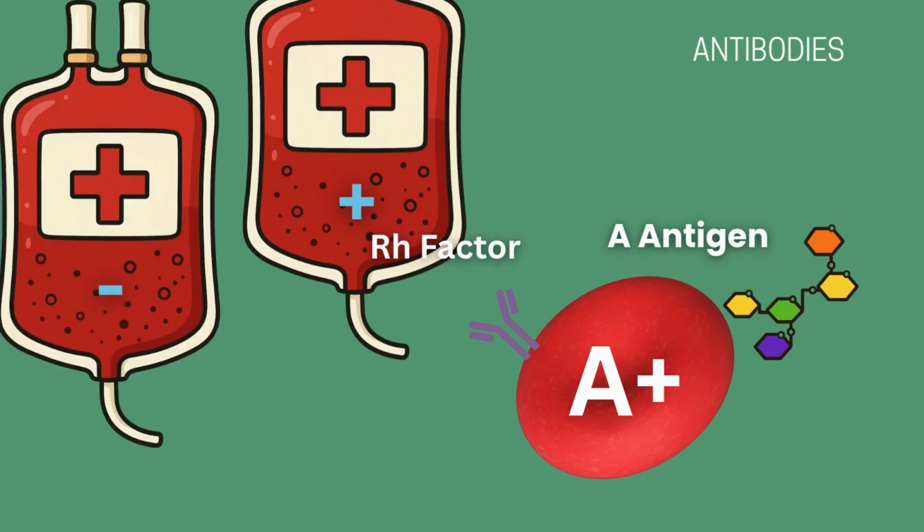The Rh positive blood will match the protein already present on the patient's red blood cells, so there is no immune reaction. Rh negative blood lacks this antigen, so there is nothing foreign for the patient's immune system to recognize, and therefore no reaction will occur. This is why Rh positive patients can safely receive either Rh positive or Rh negative blood.